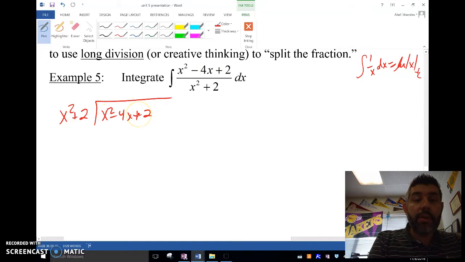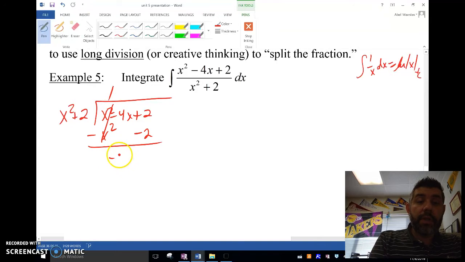So here's how we do this long division again. We need this to be a 1. So 1 times x squared is x squared. 1 times 2 is 2. Oops, that goes over here. And then we're going to subtract them. Then we're going to get negative 4x, and we're going to get negative 4x. So then this turns into 1, and that's the remainder, right? So it's 1 minus 4x over x squared plus 2. So that's our long division.